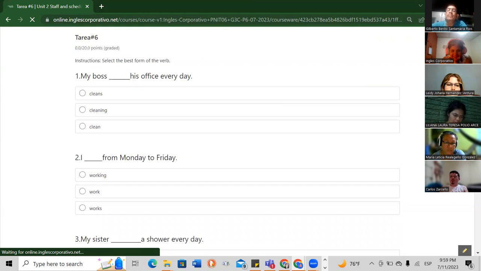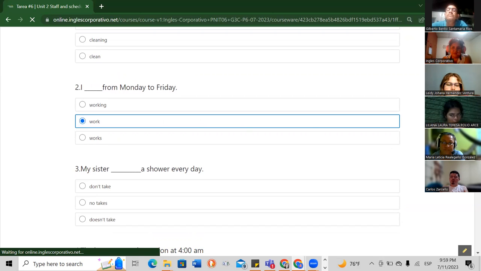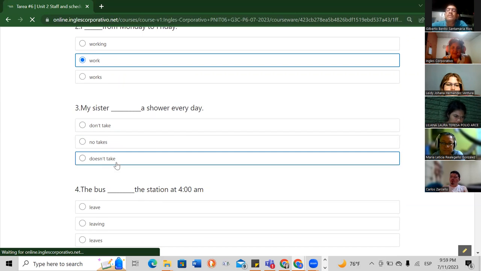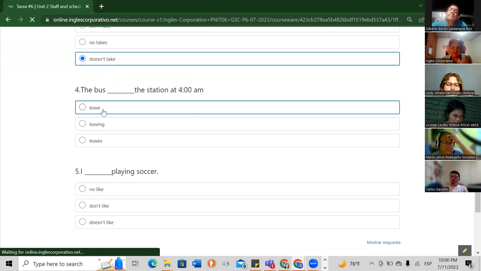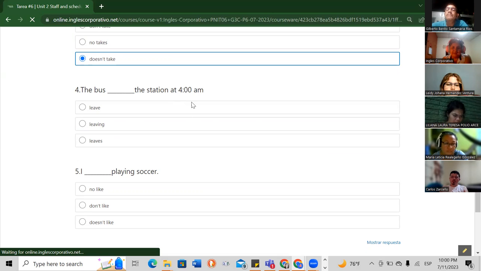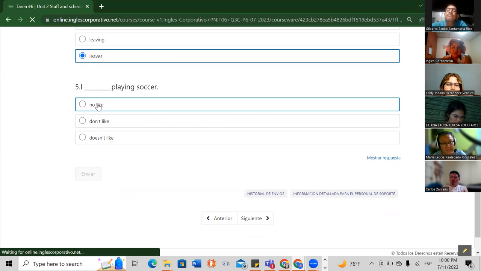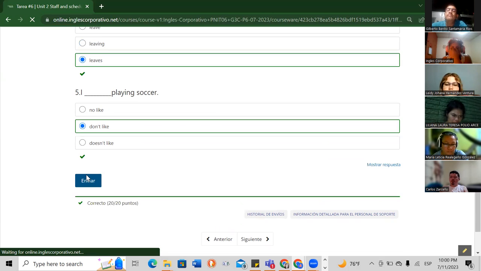Number one, my boss cleans, cleaning or clean his office every day. Cleans. Okay. I work, I work or I worked from Monday to Friday. I work. Okay. My sister don't take, no takes or doesn't take a shower every day. Doesn't take. Okay. The bus leave or leaving or leaves the station at 4 a.m. Leaves. Okay. I not like, don't like, or doesn't like playing soccer. Don't like. Okay. Good job.